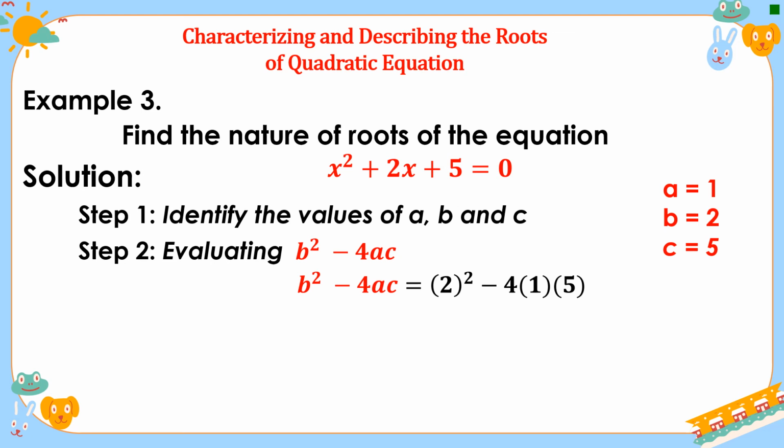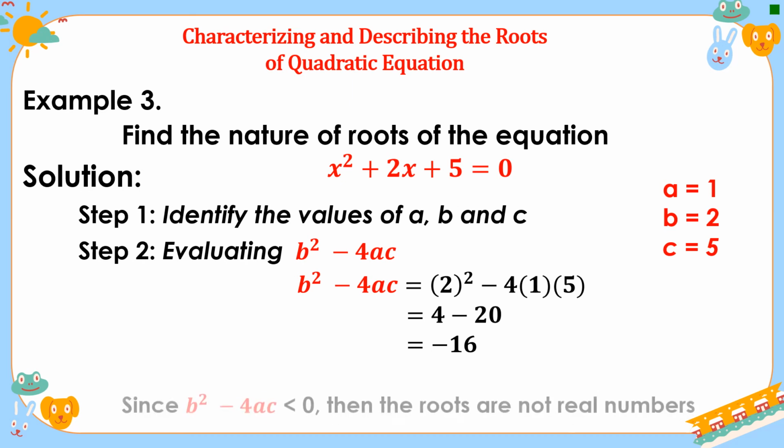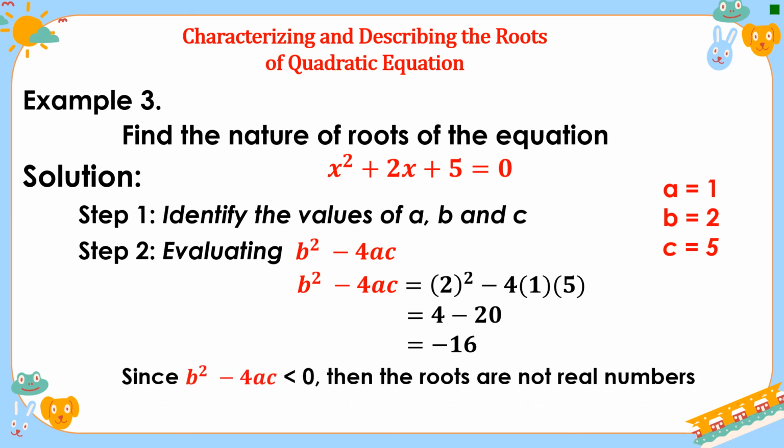I-simplify po natin. So we have 2 squared is equal to 4 minus 4 times 1 times 5, which is equal to 20. Or we have 4 minus 20. Then 4 minus 20 is equal to negative 16. Since b squared minus 4ac, or the discriminant, is less than 0, then the roots are not real numbers.